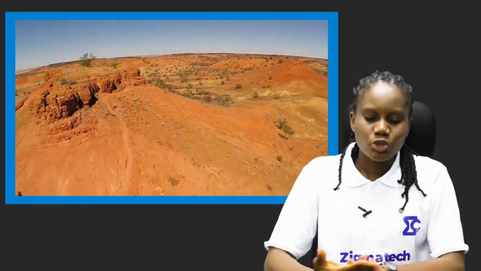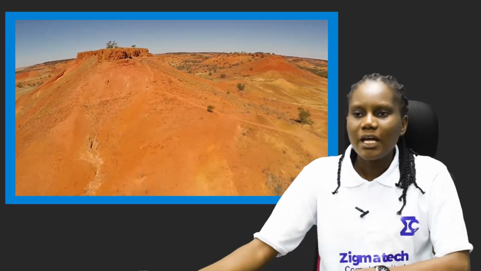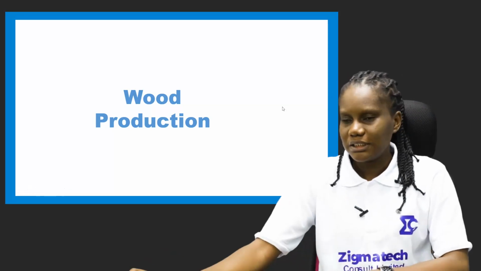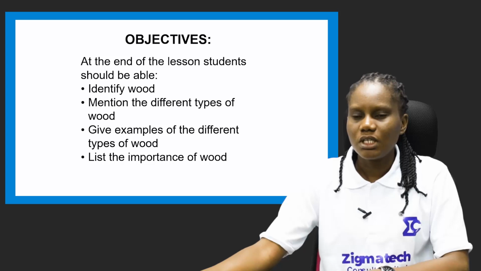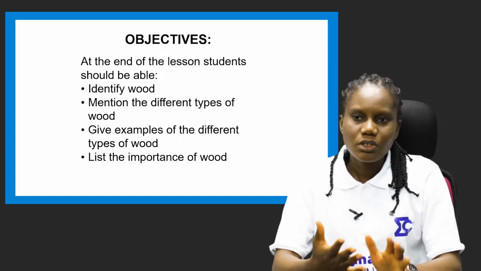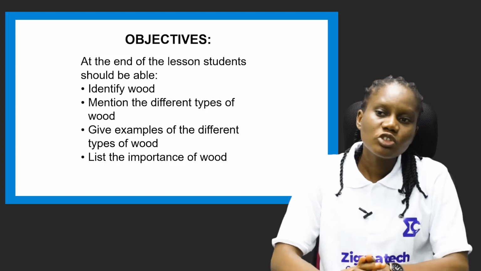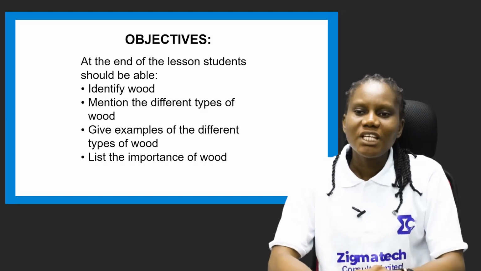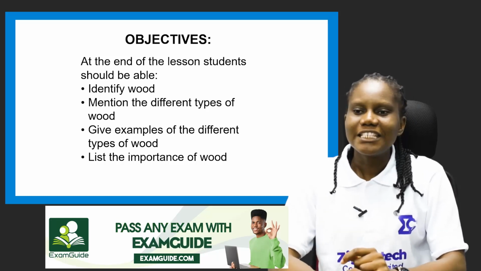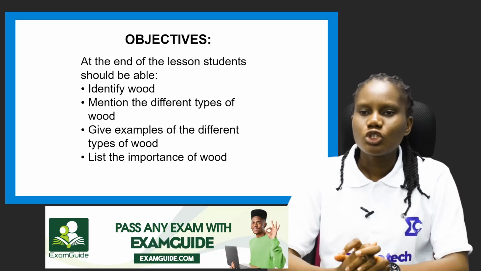So that will lead us to today's question, an aspect of trees, and which is wood production. Wood production. That is the topic we're learning today. So at the end of today's class, of today's video, you should be able to identify wood, mention the different types of wood, give examples of the different types of wood, and also list the importance of wood. So that is our main focus today.